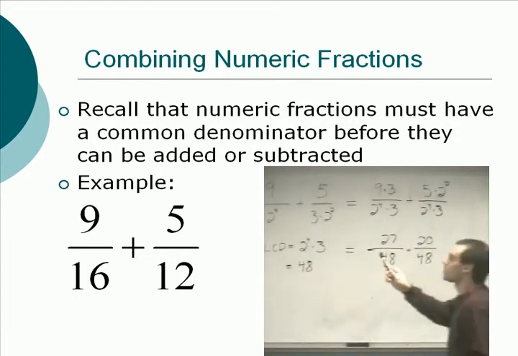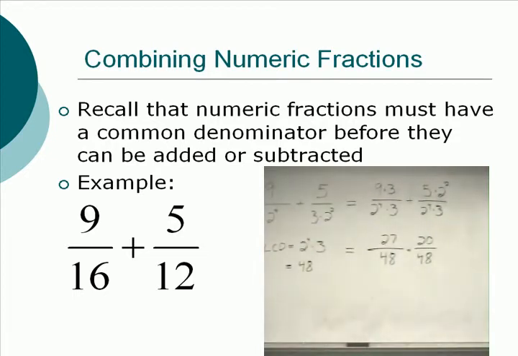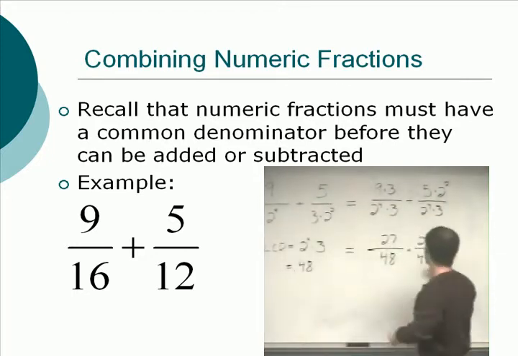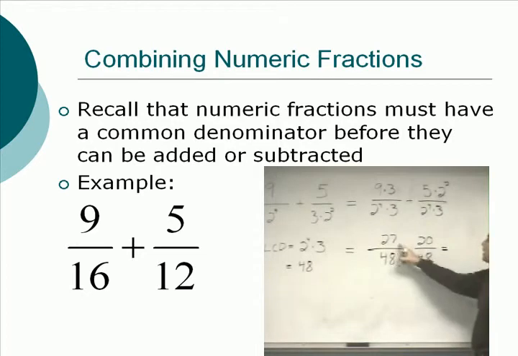Now going back to the original problem, when you saw the original problem, you would multiply 9 16ths both top and bottom by 3. Well, that's really what we did here to get the LCD. And then the 5 twelfths, you would multiply both of those by 4, which is why we had to multiply it by 2 squared. Well, we add those together, add our numerators. 27 plus 20 is 47 over 48, and we're done.